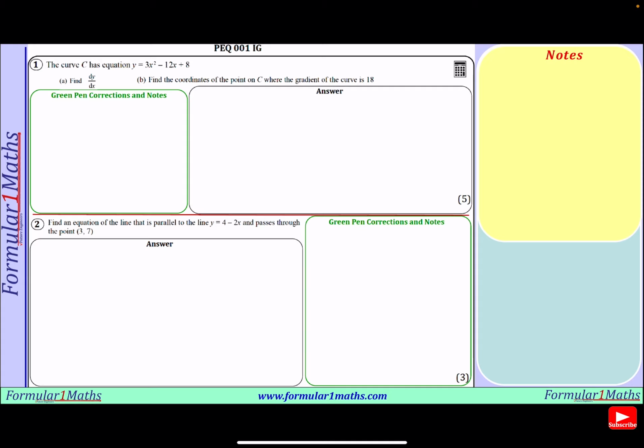Welcome to Formula 1 Maths and to past exam questions 001 for IGCSE. We've got 3 questions to answer, so let's get started.